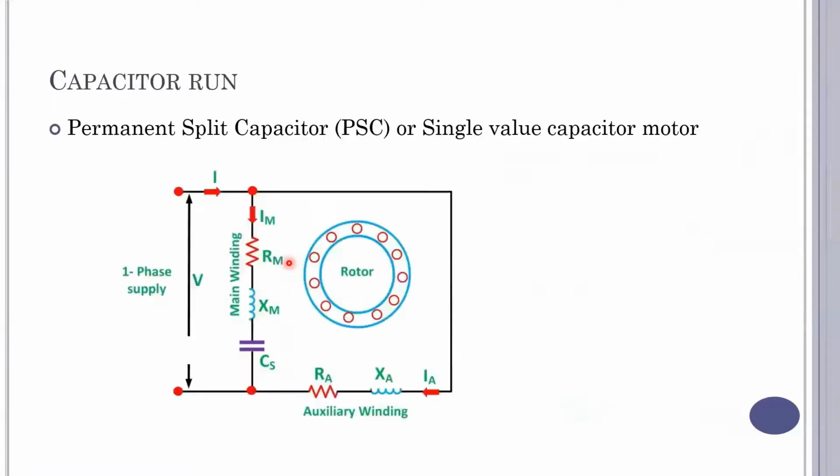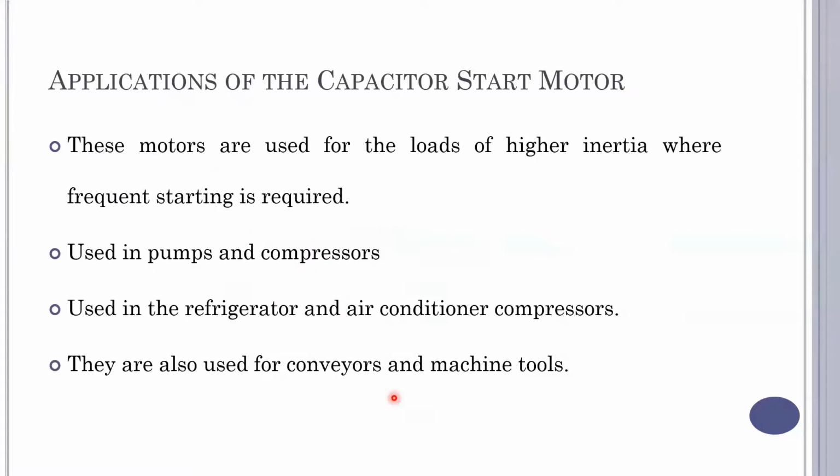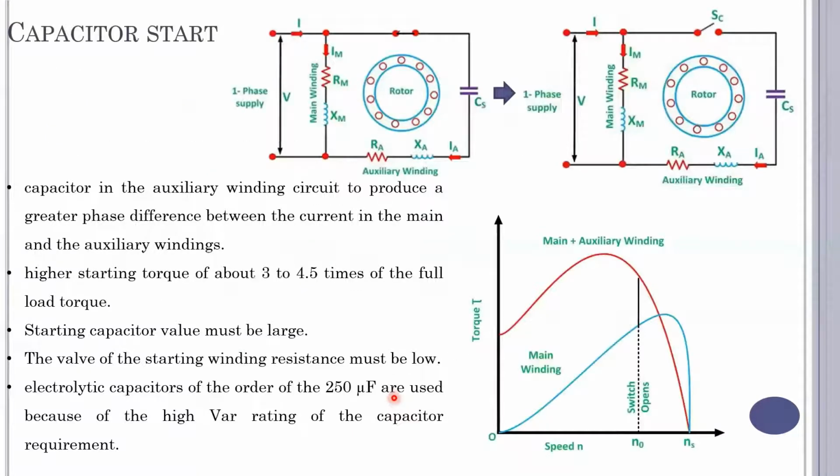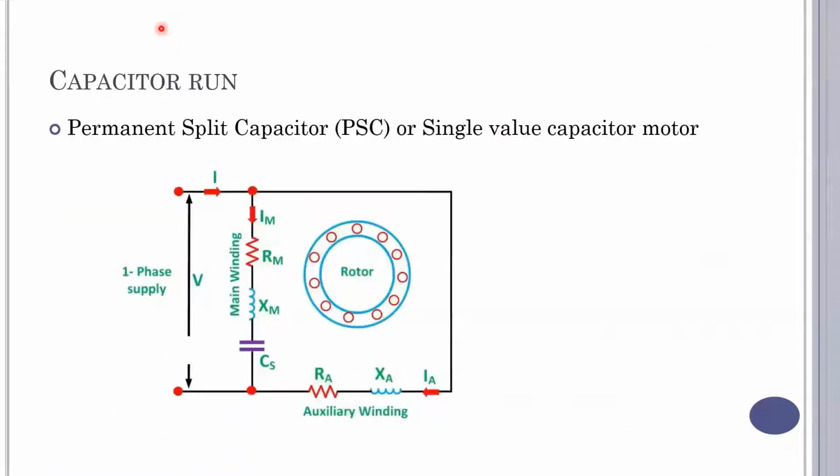And this is a permanent split capacitor or single value capacitor induction motor. It is also known as a capacitor run induction motor, where we have the capacitor along the main field winding. This is the only difference between the capacitor start and capacitor run. We have a capacitor along the auxiliary winding in case of capacitor start, and in case of the capacitor run motor, we have the capacitor along the main winding.